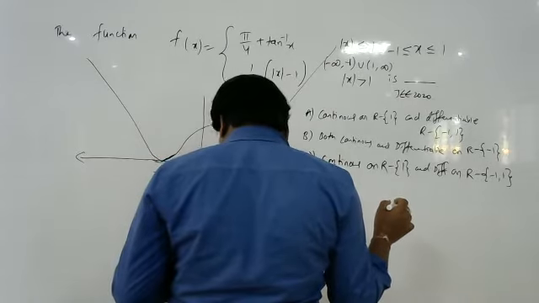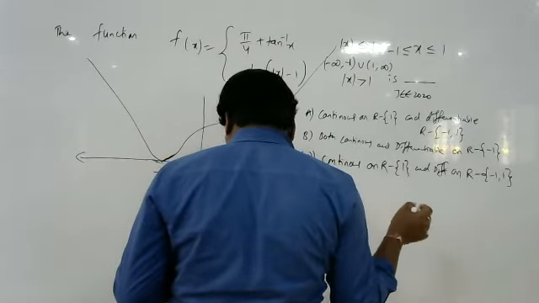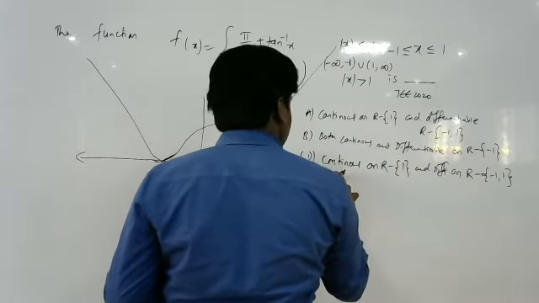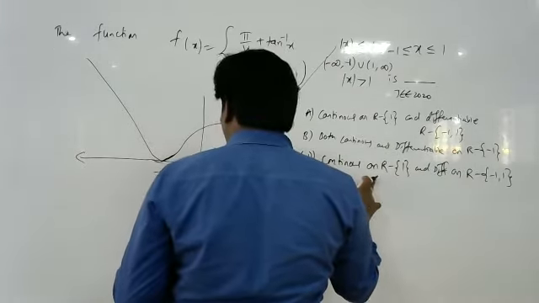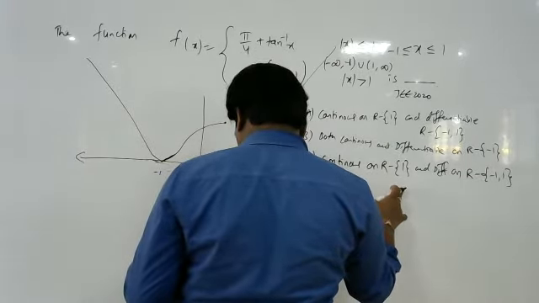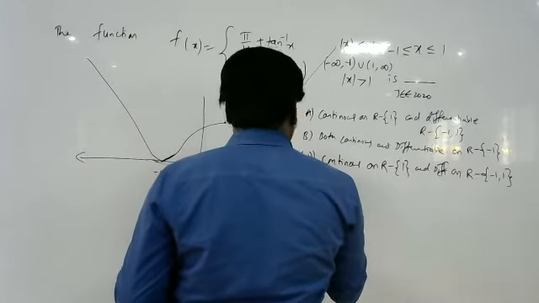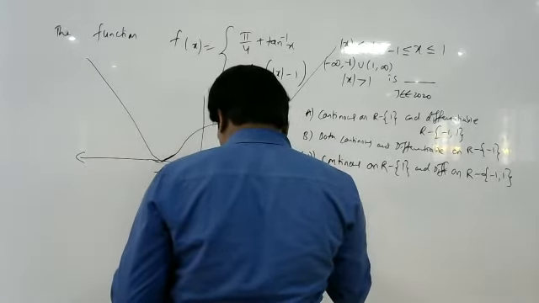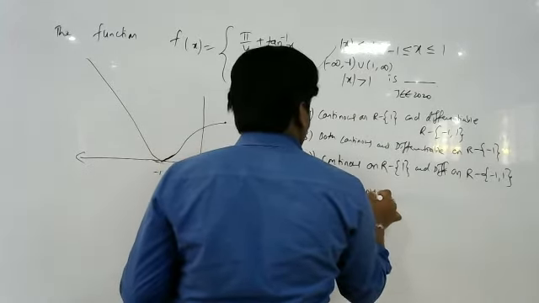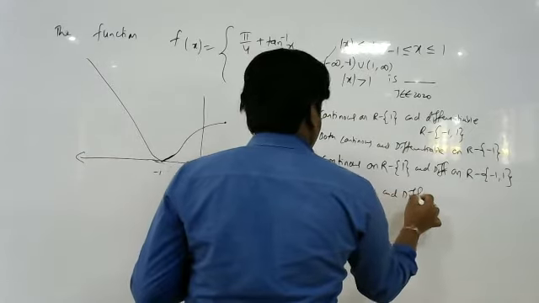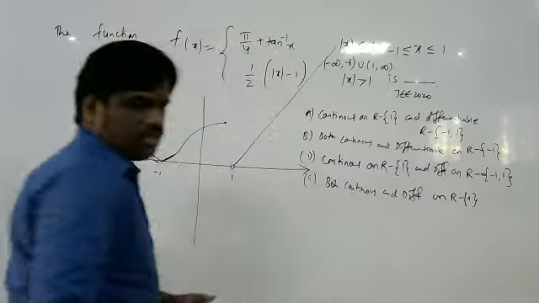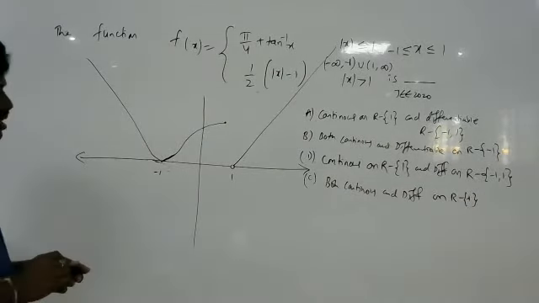Option D is continuous and differentiable on R minus 1. Option D is discontinuous, I think. Continuous on R minus 1 and differentiable on R minus plus 1. Yes, option C is both continuous and differentiable on R minus 1. So now these are the options. Let's see here, which option is correct?